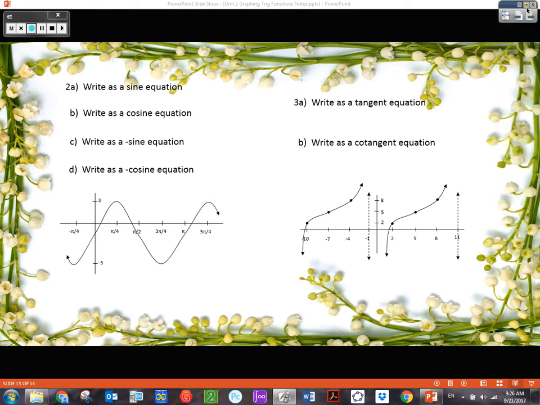Okay, yes, I got a little crazy with the border. I love this border. I thought, oh my gosh, they're going to hate this border, but I like it, so we're just going to humor me, right? Just humor me.